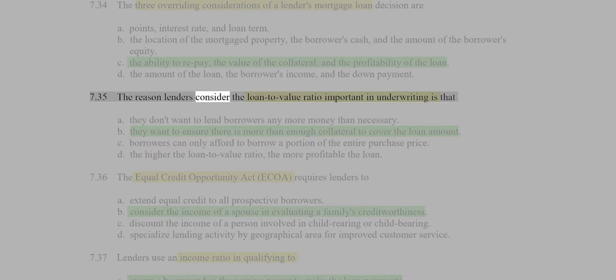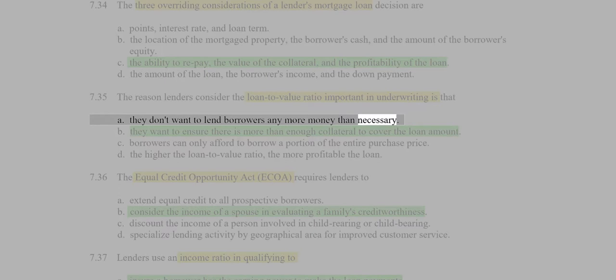7.35 The reason lenders consider the loan-to-value ratio important in underwriting is that A. they don't want to lend borrowers any more money than necessary. B. They want to ensure there is more than enough collateral to cover the loan amount. C. Borrowers can only afford to borrow a portion of the entire purchase price. D. The higher the loan-to-value ratio, the more profitable the loan.